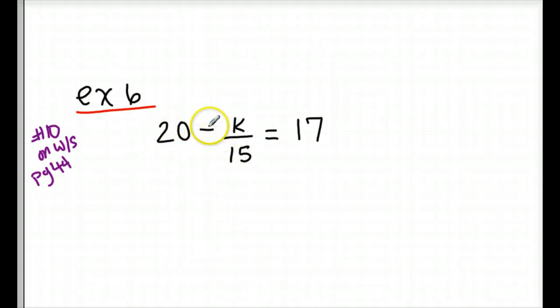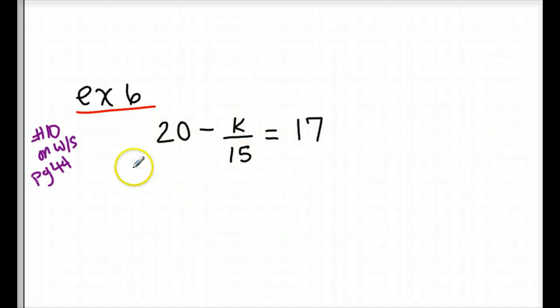So now we're looking at something that's a little bit of a different order. We're used to our variable being here with multiplication or division, and then our number being here with addition or subtraction. Well, now we have this positive 20 minus k over 15 equals 17.